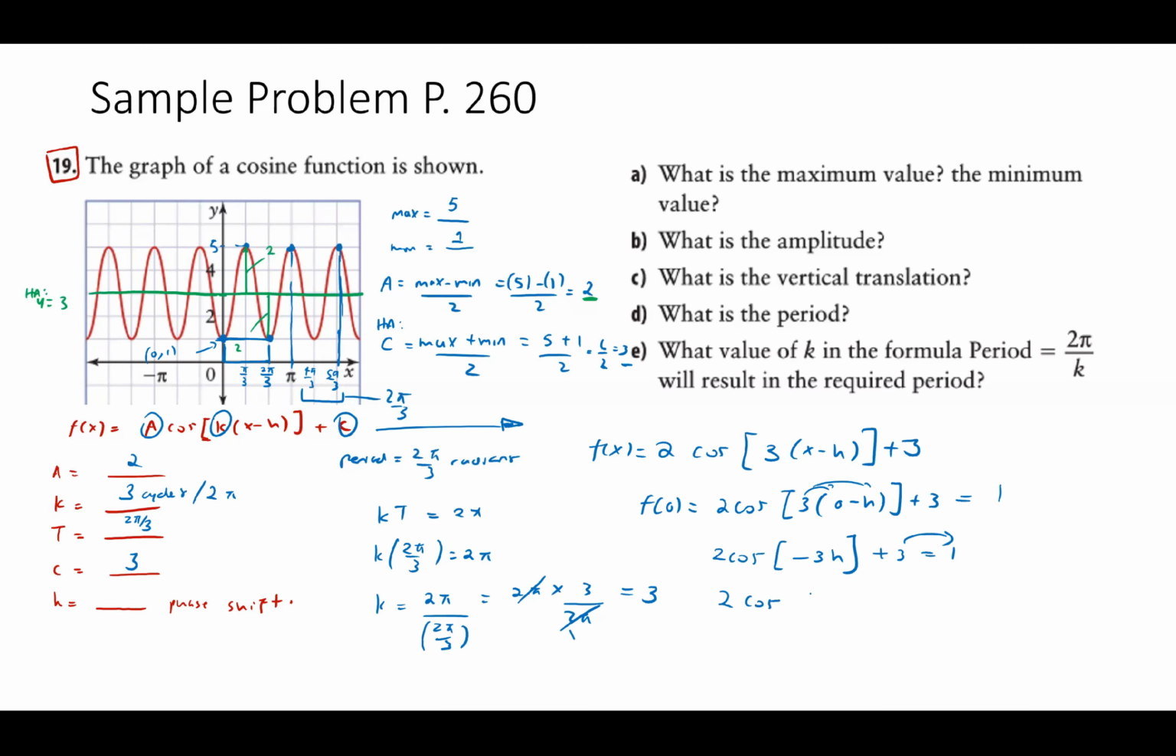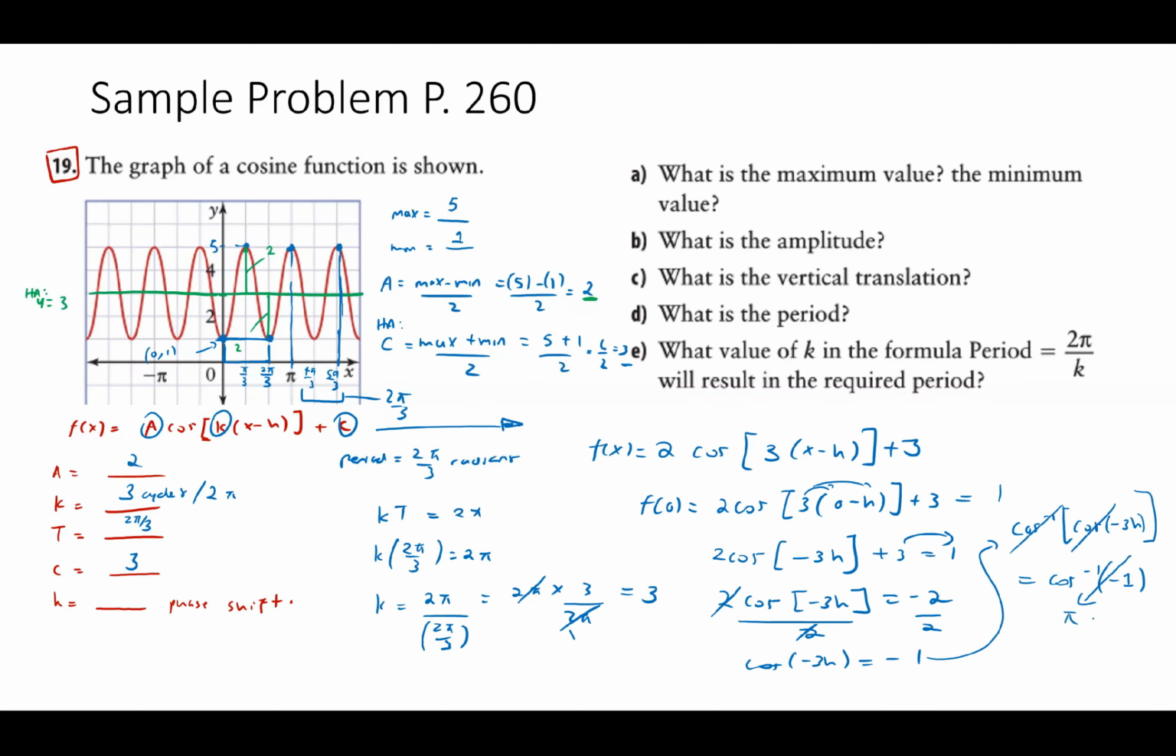You get 2 cosine(negative 3h) is equal to negative 2. If you divide by 2 to both sides, cosine(negative 3h) is equal to negative 1. If you want to solve for h, what you can do here is the cosine inverse of both sides to get rid of the cosine. If you do the cosine inverse of cosine(negative 3h), this and this cancel out. You also have to do the same thing for the other side. You're doing cosine inverse of negative 1. Cosine inverse of negative 1 is your special angle. It's pi. So what you're going to get here is negative 3h is equal to pi. h is equal to negative pi over 3.